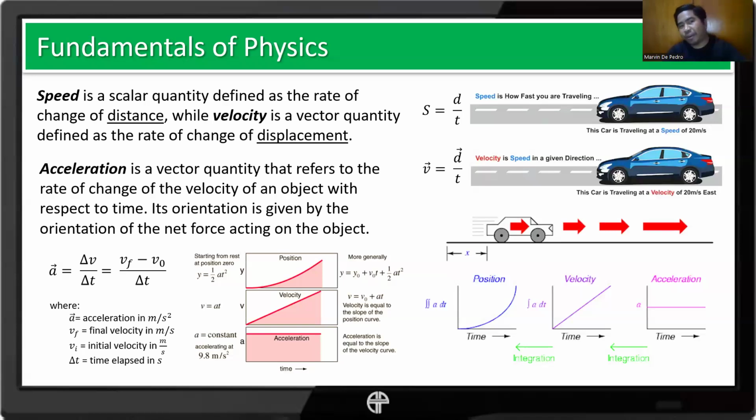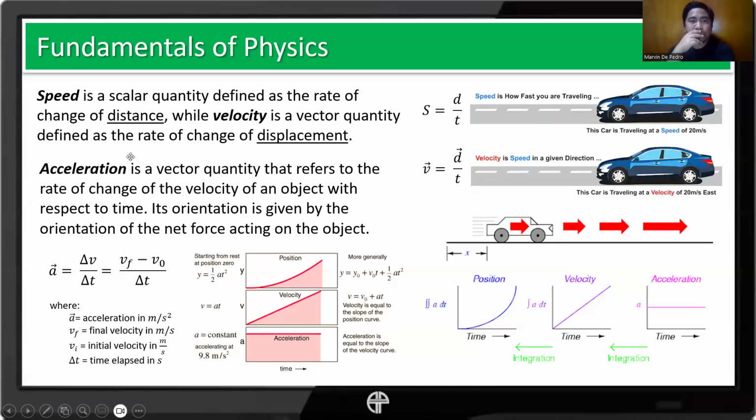Also, if we go farther, if we take the rate of change of our velocity, then we come up with our acceleration. So it's also a vector quantity that refers to the rate of change of the velocity of an object with respect to time. Same thing with the speed and velocity: rate of change of distance or displacement with respect to time. As you can see in the formula, the distance over time, displacement over time.